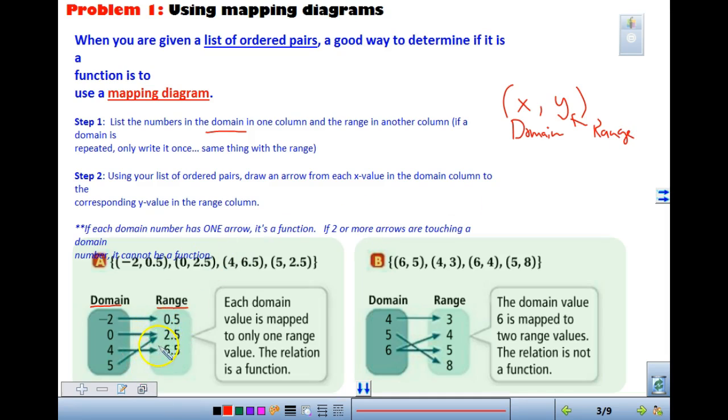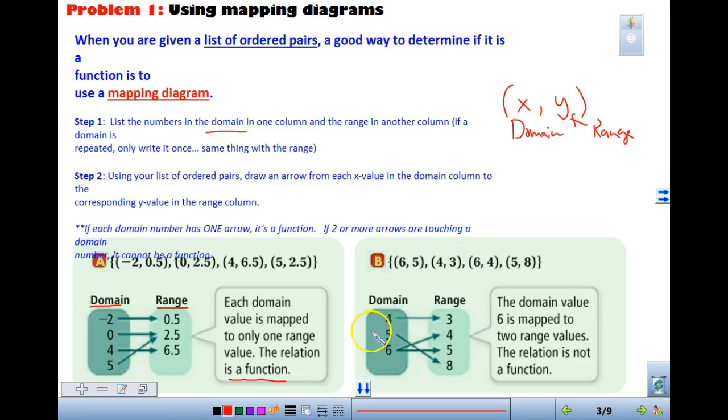And you notice that in this one, we did not write 2.5 twice. If that number repeats itself in either the domain or range, you only write it once. The question is each input giving us one unique output? This one does. Every input gives me one output. This is a function.